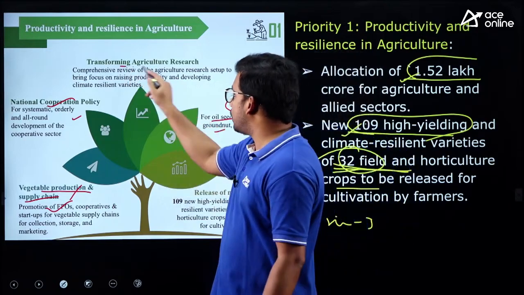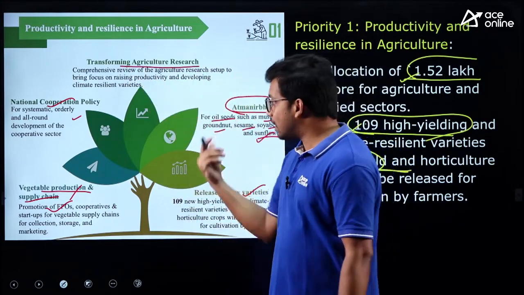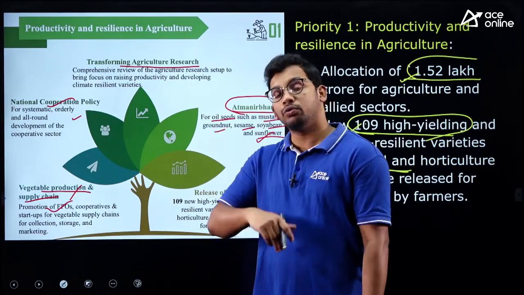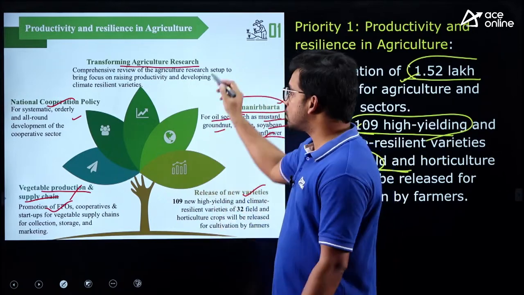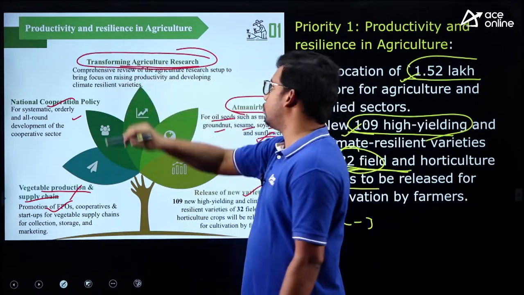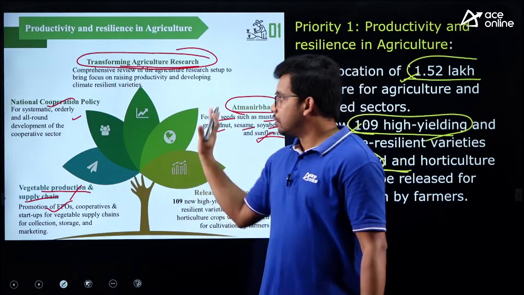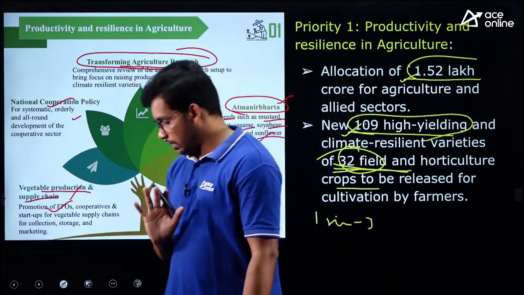Then transforming agriculture research. In agriculture we want new types of seed varieties or new types of pesticides, all those things. For that the government is going to take agriculture research forward within India. So these are some of the focus areas for agriculture. I hope you are following.